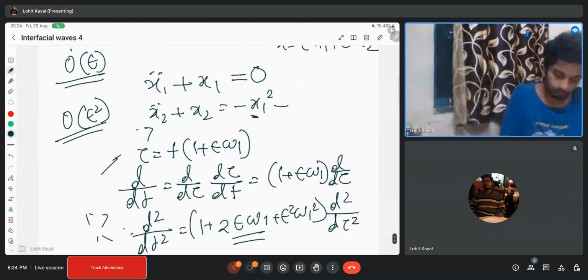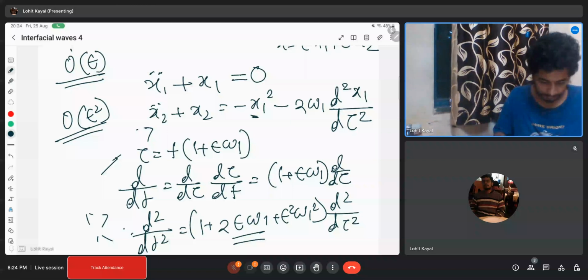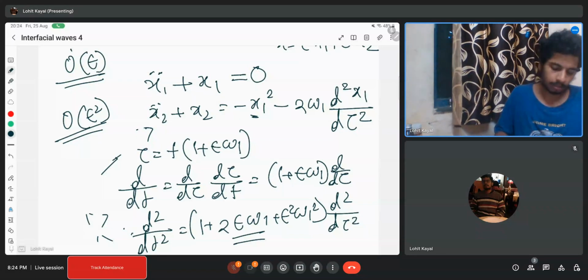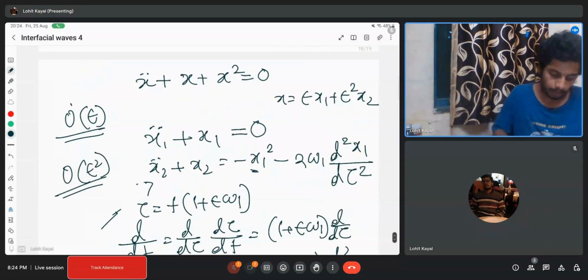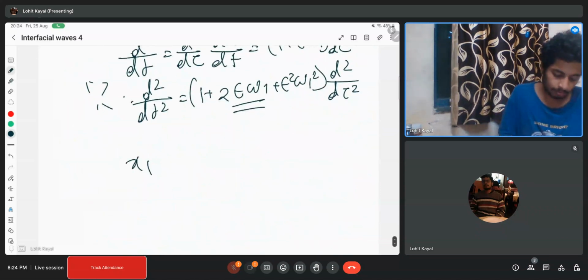So we will just write here minus 2 omega 1 d square x1 d tau square. I think I have made no mistake. Yeah, so this is the correct answer. So this is at the linear order, and I have already told it so many times.